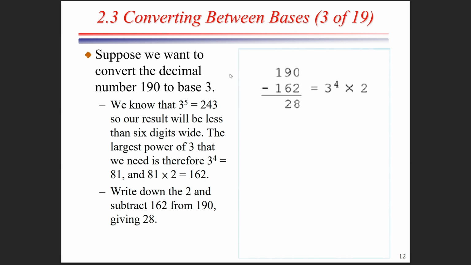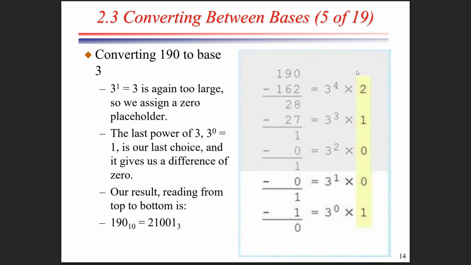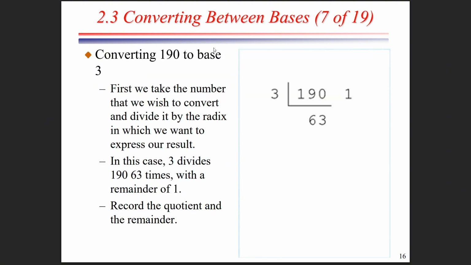We subtract the powers of 3 from our given decimal number, and after that we do the same thing again and again until there's nothing left. Finally, we collect all the digits and write them down. It is the answer. Another method of converting integers from decimal to some other radix uses division, like this.